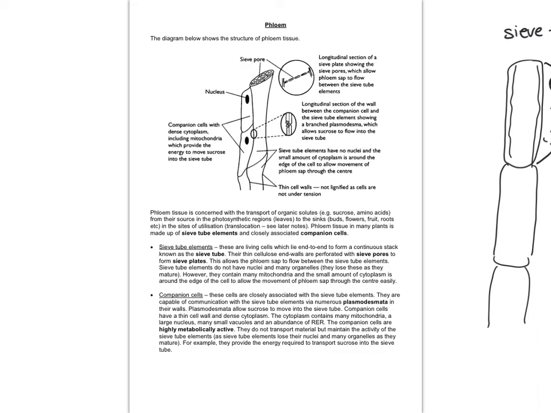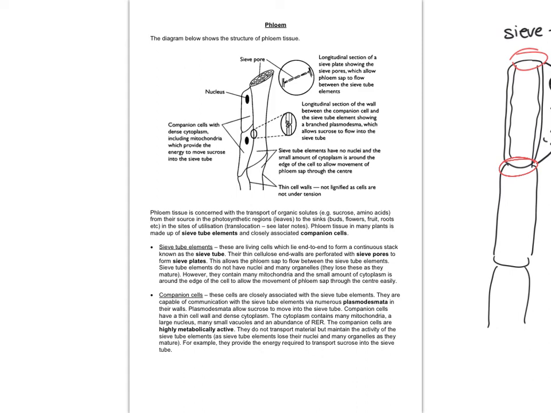These are called sieve tubes because if you look at the end walls, this bit here, actually they have become pitted. That means there's holes in them. And if you were to look down at one of these, it would look like that. It's got lots of holes in it to allow the sugars to move through. So it hasn't been broken down like in the xylem vessels, but it looks like that.